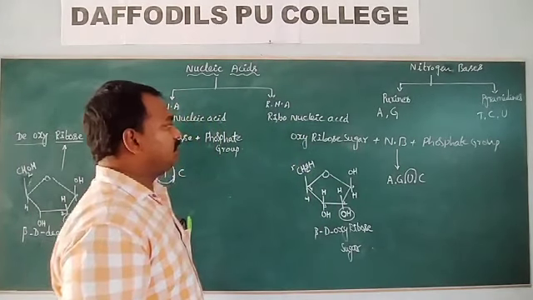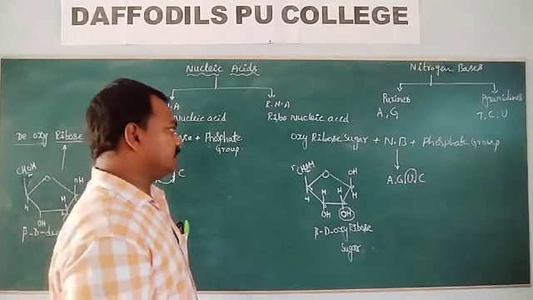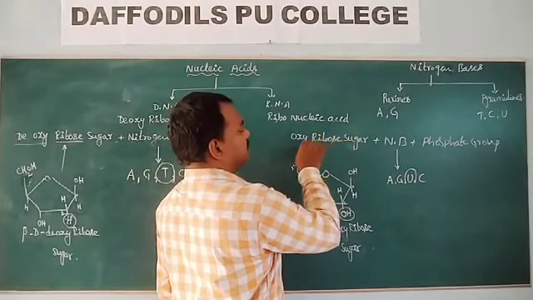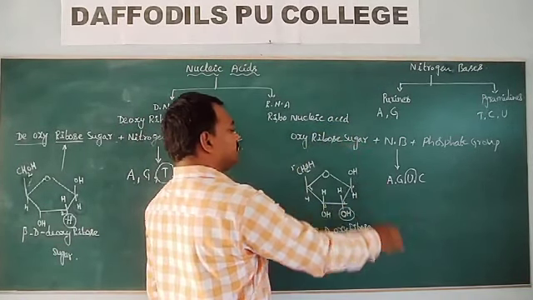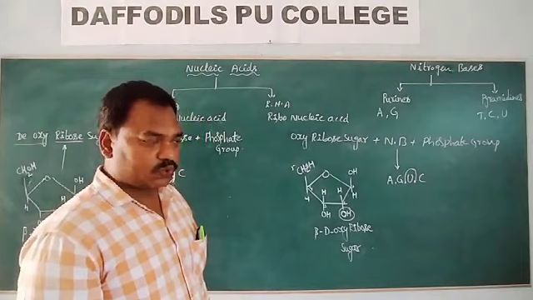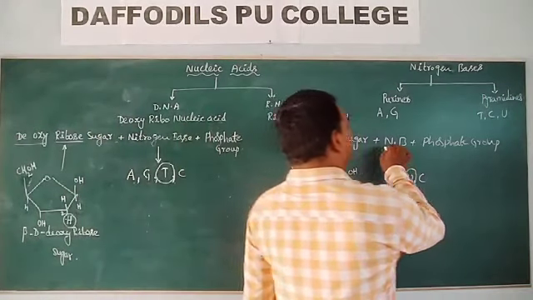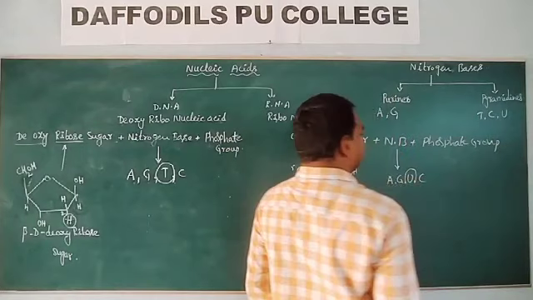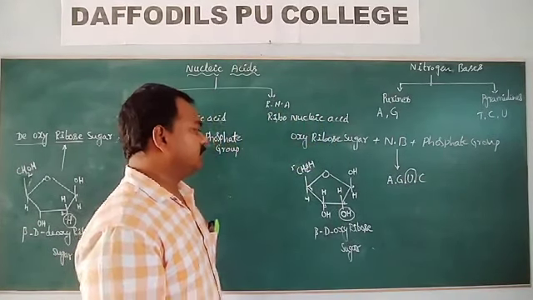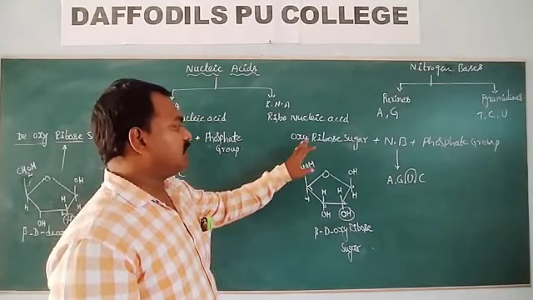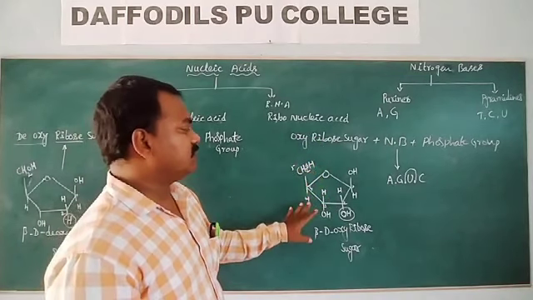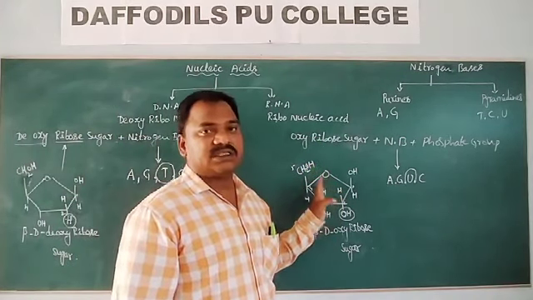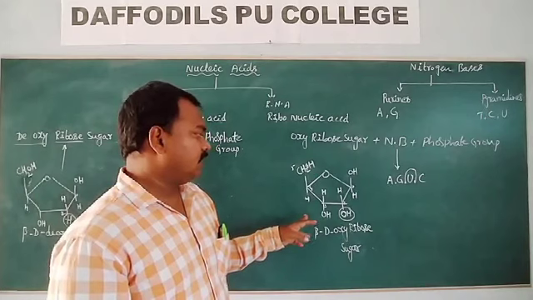RNA is ribonucleic acid. In ribonucleic acid, a ribose sugar is present, the nitrogen bases are present, and the phosphate group is present. Look at this ribose sugar. First, we have to discuss what the ribose sugar is.